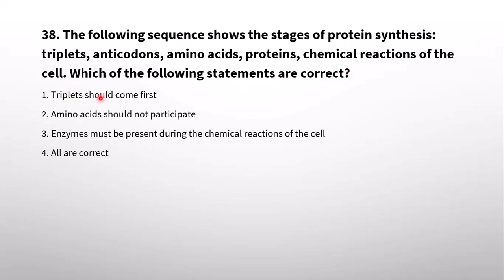First says triplets should come first. Yes, triplets are the DNA base codes, the sequence of bases, which occurs in threes. So amino acids should not participate first. That's false. Enzymes must be present during the chemical reactions of the cell. Of course. So 1 and 3. B. I think B was 1 and 3.